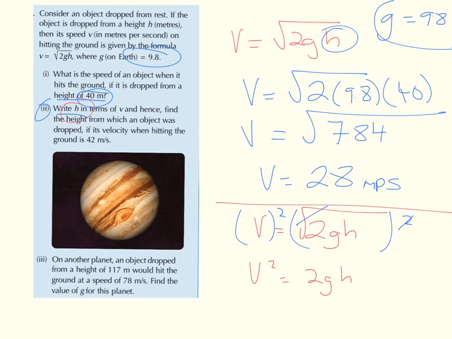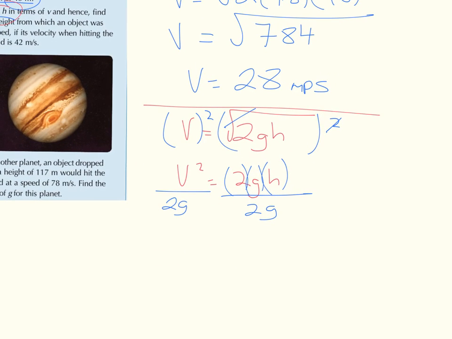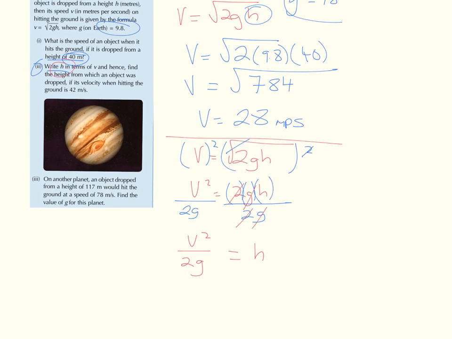Again, we want to write it in terms of h. So we want to get rid of the 2g. Basically, that's a 2 multiplied by a g multiplied by an h. If I want to get rid of that, I have to divide by 2 and a g. What I do to one side, I must do to the other. So divide by 2 and a g. And what you'll see there is your 2 cancels, your g cancels, and you're left with h equals v squared all over 2g. And so we've written it in terms of h as they've asked.